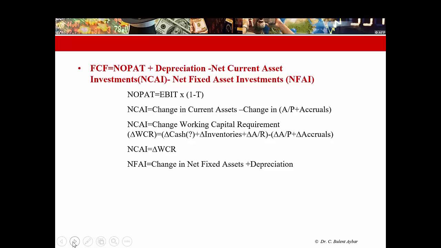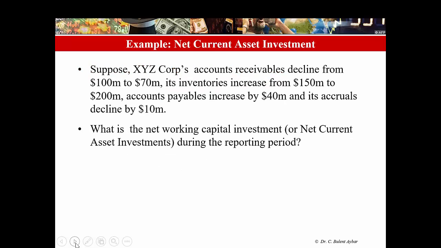The last item in the equation is the net fixed asset investments, which is equal to simply change in the net fixed assets plus depreciation. Change in the net fixed assets is equal to the end of the period fixed assets minus beginning of the period fixed assets. And then we add back depreciation. We're going to see this in a little bit, one more time, more clearly.